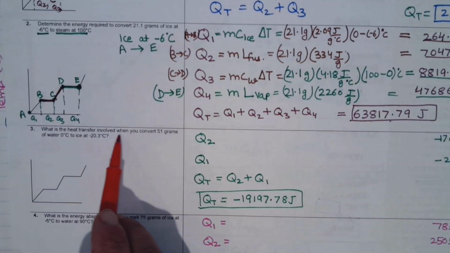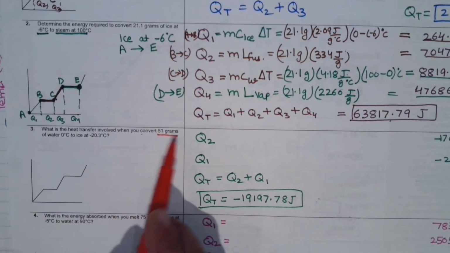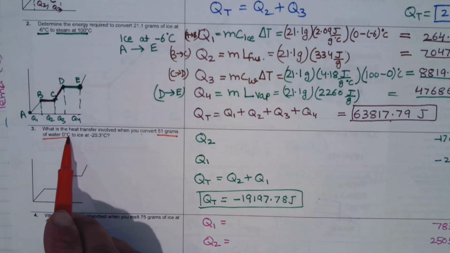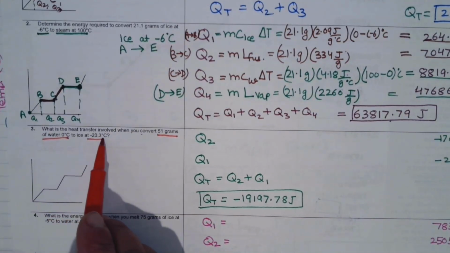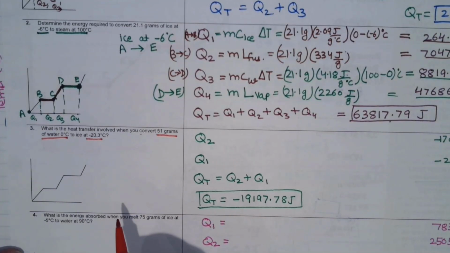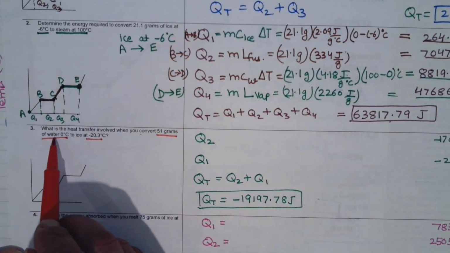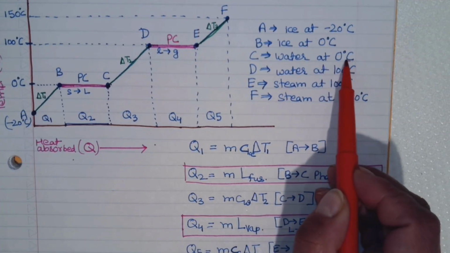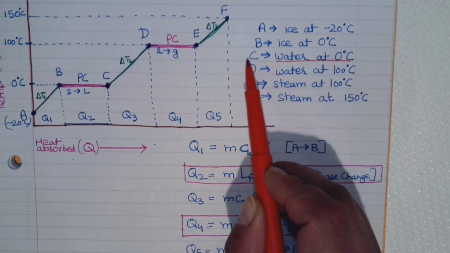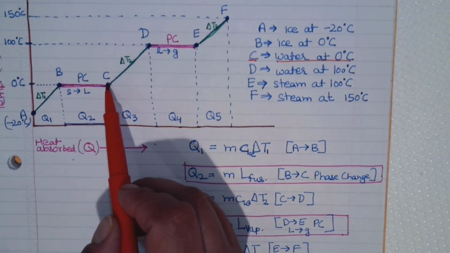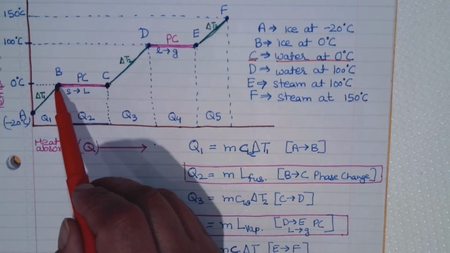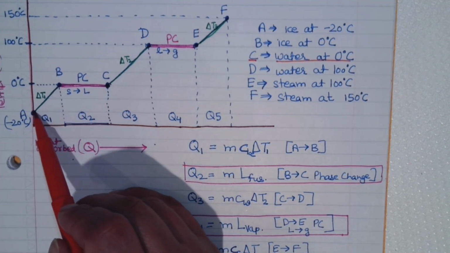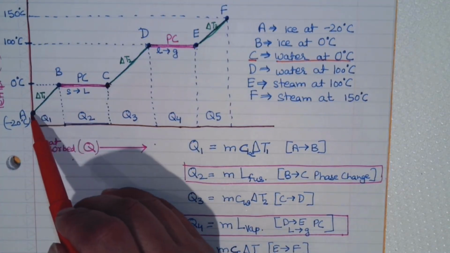So what is the heat transfer involved when you convert 51 grams of water at 0 degrees Celsius to ice at -20.3 degrees Celsius? Now we are at water at 0 degrees Celsius. What point would that be? So water at 0 degrees Celsius is point C. So we are right here. This is water at 0 degrees Celsius, and we are going to ice at some negative temperature. So we are going from C to A.